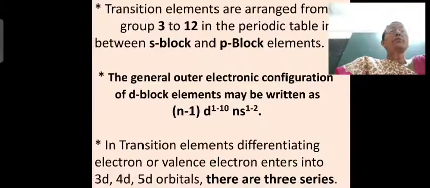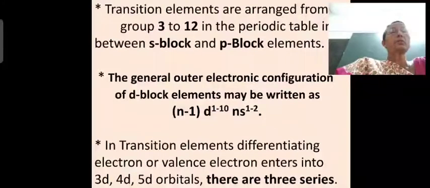So these are arranged from group 3 to 12 in the periodic table. Where is group 3 present? In between S and P block, right? So group 3 to 12 in the periodic table, or in other words, in between S and P block elements. Now what is the general outer electronic configuration of d block elements? General outer electronic configuration is written as (n-1)d 1 to 10 ns 1 to 2.